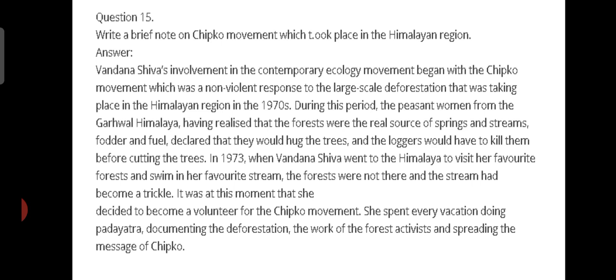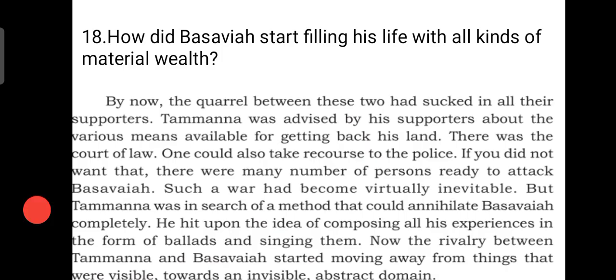Okay, next question is, write a brief note on the Chipko movement. That is not there in your syllabus this year. We'll omit that question.